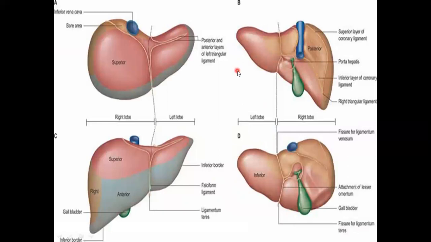What's the other feature over here in the diaphragmatic surface? We have a groove for the inferior vena cava. This is present left to the bare area. So we saw in the previous diagram a part that is not being covered by the peritoneum. That's called the bare area, and this is the bare area. So this groove for the inferior vena cava is present left to the bare area.